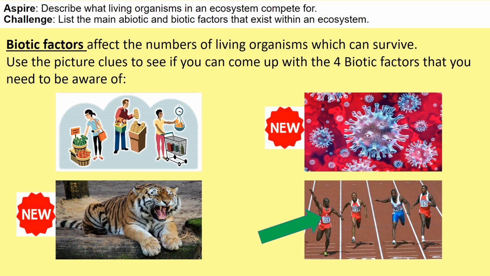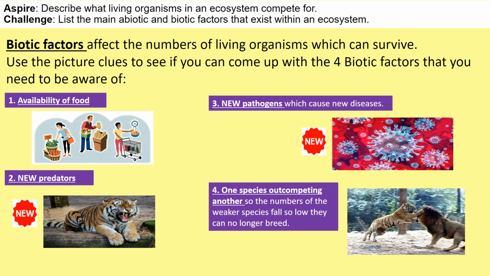So just to summarise, we had availability of food, we had new predators, we had new pathogens which can cause diseases, and then we had one species out-competing another. And I've given you another picture here of a tiger and a lion fighting. They are two different species. The weaker species numbers would fall low, so they could no longer breed. They are the 4 biotic factors which affect the number of living organisms which can survive within an ecosystem.